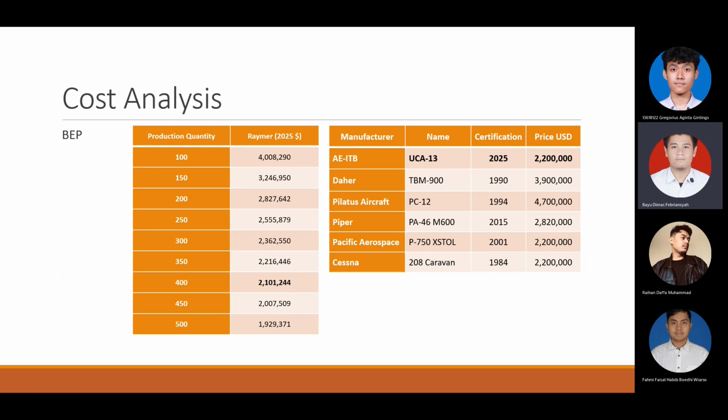In order for us to reach that price, we need to produce around 300 aircraft, but to achieve a price of 2.1 million, we need to produce around 400 units. Compared to other aircraft, our price is definitely competitive, considering that it's also much more modern and it's unmanned too.